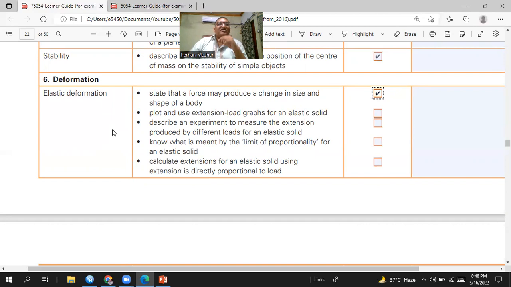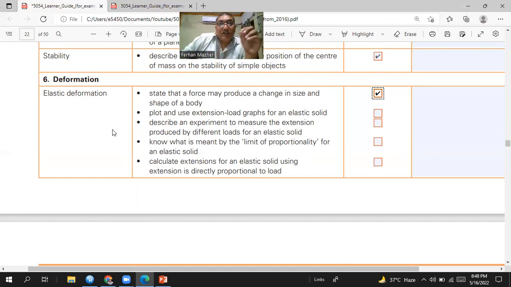extension. So whenever you apply force on a body, the length will change. Okay, so the change in length is known as extension. The length of the body before applying the force or load is known as unstretched length. Unstretched length is represented with L naught.